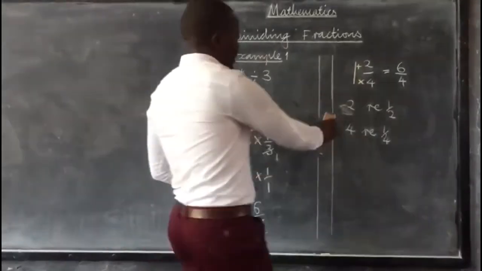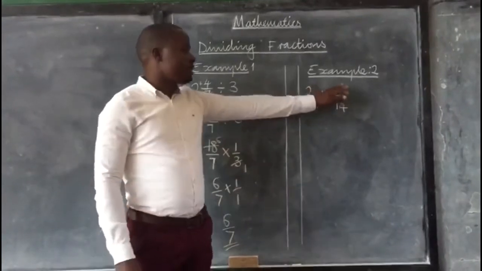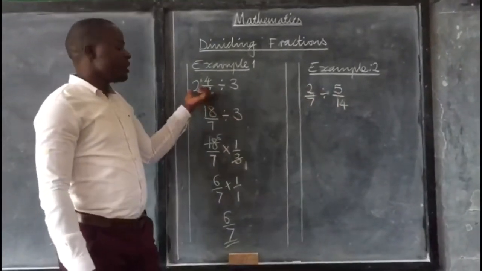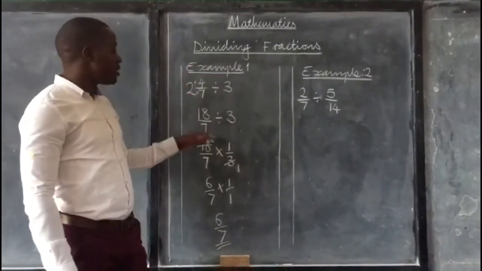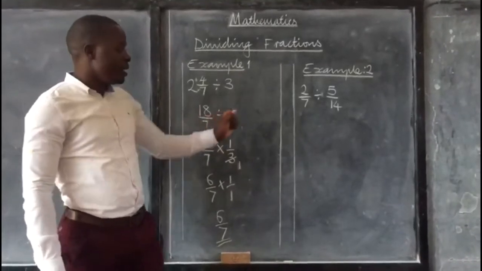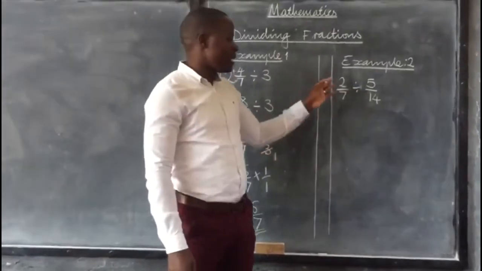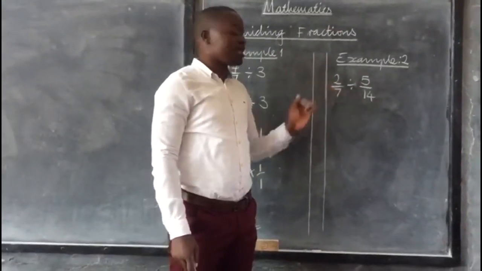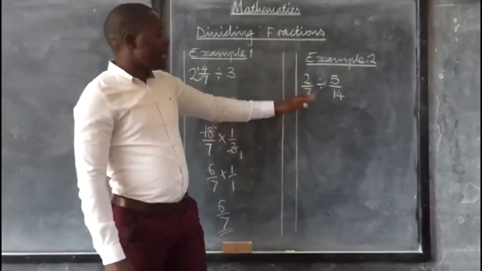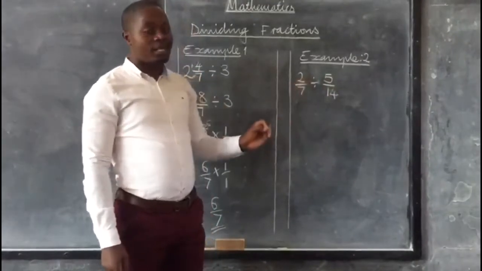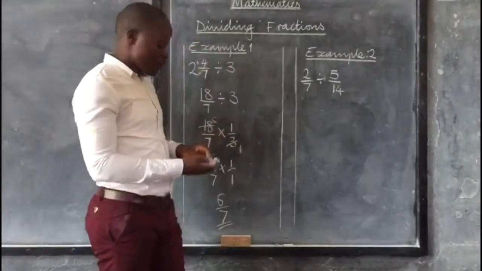So let's quickly look at the other example. Let's quickly look at example number 2. The question is totally different from the first one. Here we had a mixed number or mixed fraction, which we changed into an improper fraction, 18 over 7. Now this one has both proper fractions, proper in the sense that the number on top is small and the number at the bottom is bigger. I'm sure you remember that concept. Now, this one, we are going to work it out directly, because there's nothing to start converting or changing from a mixed number into an improper fraction.